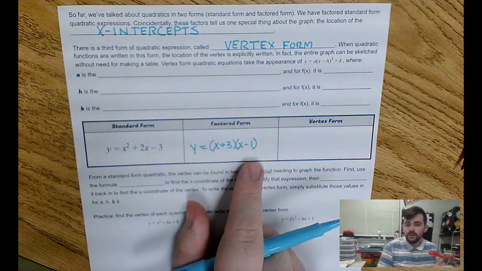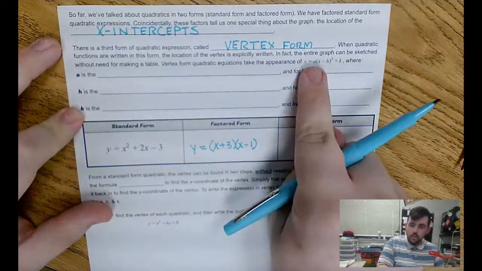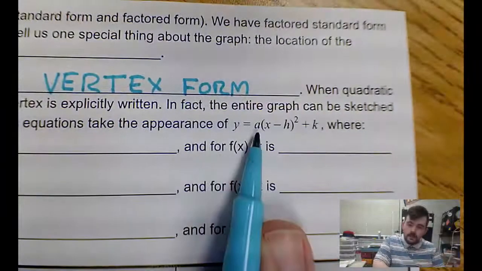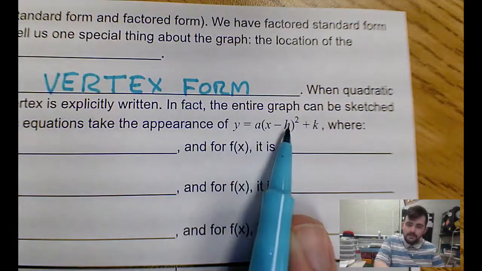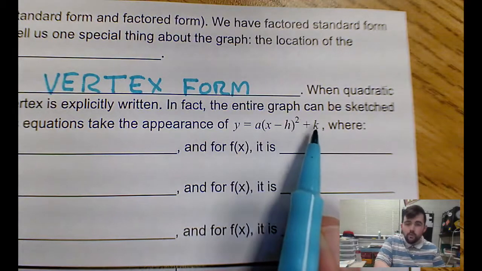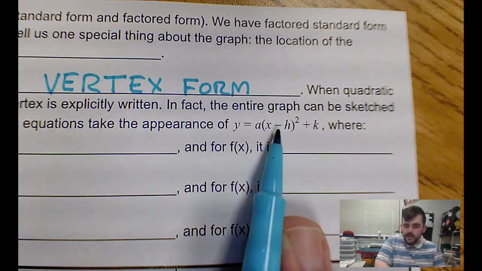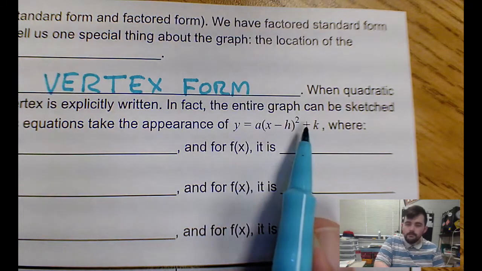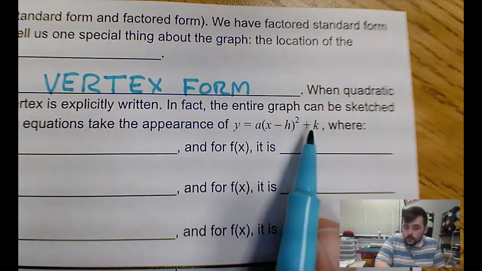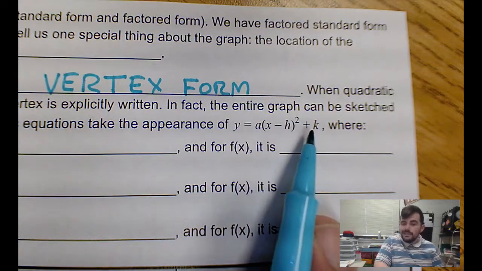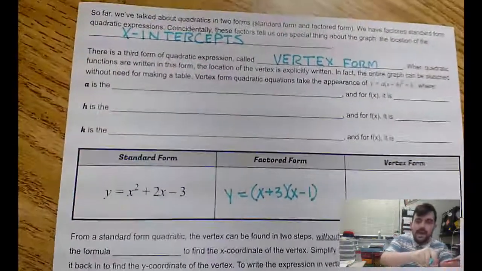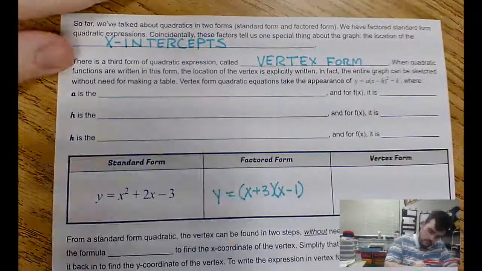Vertex form quadratic equations take this appearance. y equals some number times (x minus another number) in parentheses squared, plus or minus another number. This could be x plus or minus some number, plus or minus some number. And each of these a, h, and k stands for a number, and they all do something to change the shape of our graph. So, a is the leading coefficient.